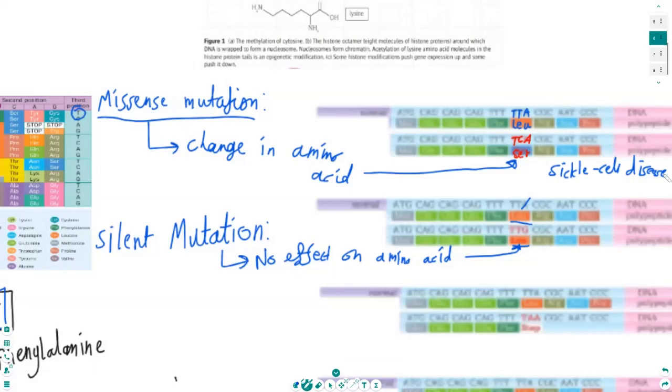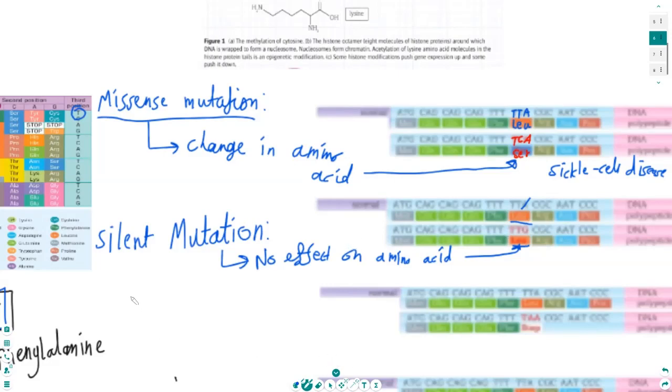Okay, so let me start again. In sickle cell disease, you have glutamic acid, which is the normal amino acid in the sixth base triplet for the beta polypeptide chain in hemoglobin. Instead, you have valine, which is inserted at the same position as the glutamic acid. So we have a substitution. Glutamic acid is being substituted by valine. Likewise here, the amino acid leucine is being substituted by serine. So that's a missense mutation.